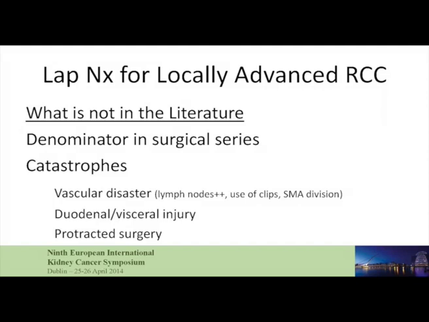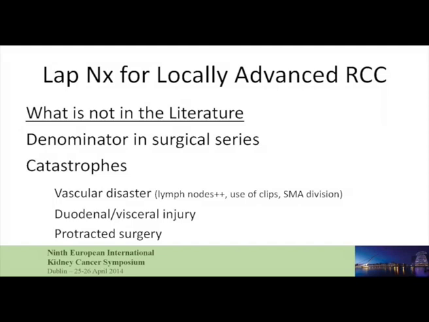And this is where surgery was undertaken with gross lymphadenopathy, where bleeding occurred related to use of clips as a result of the lymph node enlargement precluding the application of a clamp. And in two cases, the superior mesenteric artery was divided because of the large tumour bulk obscuring the anatomy. Other catastrophic events are known with duodenal and visceral injury, and also the consequences of protracted surgery, including rhabdomyolysis.